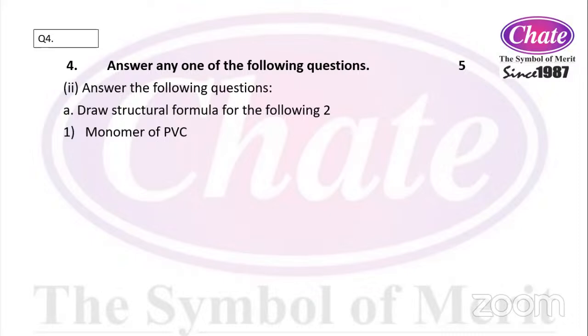Question number 4, the second question: draw the structural formula for the following. This is for 2 marks. They have asked for the monomer of PVC. I think this is not the correct one, so we need to change this for PVC. PVC is polyvinyl chloride, so chlorine should be added instead of hydrogen. I can directly draw. This is normal polyethylene, so I am going to change it to PVC. How is it going to change?